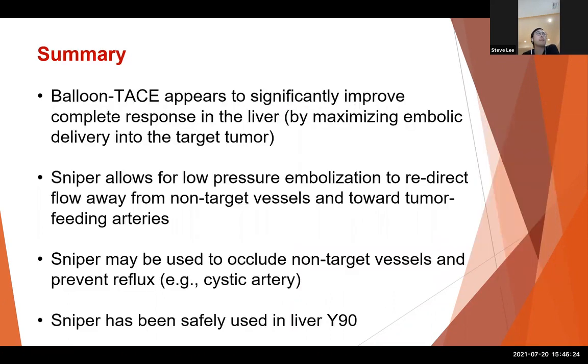And so in summary, balloon TACE appears to significantly improve complete response in the liver by maximizing embolic delivery into the target tumor. Sniper allows for low pressure embolization to redirect flow away from non-target vessels and toward the tumor feeding arteries. And like we saw, the Sniper may be used to occlude non-target vessels and also prevent reflux, such as in the cystic artery. And I've personally used Sniper for the treatment of liver disease in Y90. And that's pretty much it.